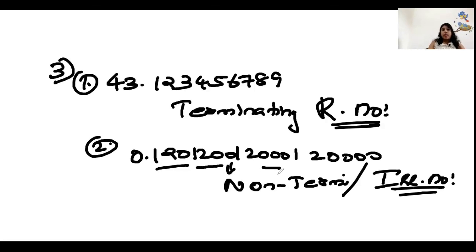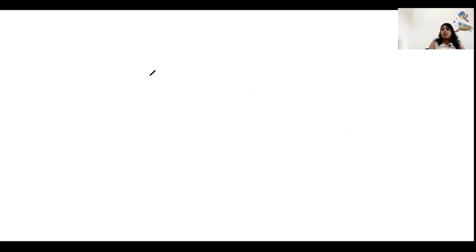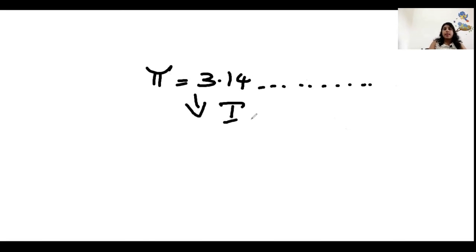Regarding pi, I told you in the first class, what is the value of pi, 3.14. It goes on and on. Up to 100 decimals the scientists have counted and they couldn't find any number repeating in a sequence. So we can say that it is an irrational number.